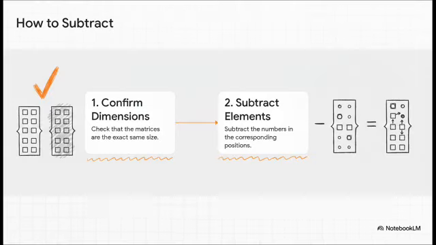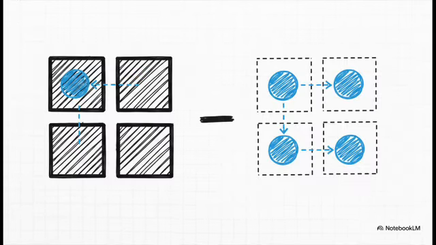So, what about subtraction? Well, I've got great news for you. It works pretty much the exact same way. Step 1, you confirm those dimensions are identical. And step 2, you just subtract the numbers in the corresponding positions. Yep, the process is basically a mirror image of addition.